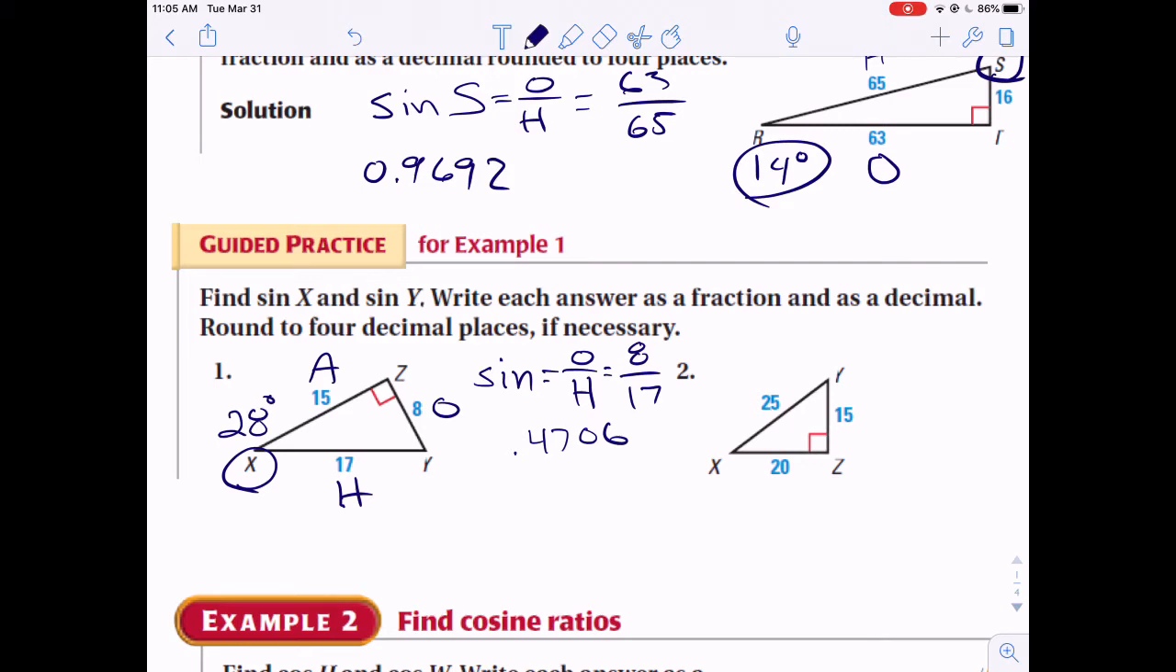And again, to find angle y, which is this little letter over here in the corner, that's just going to be 90 minus 28. Gets me, what, 62, I believe. 62 degrees.